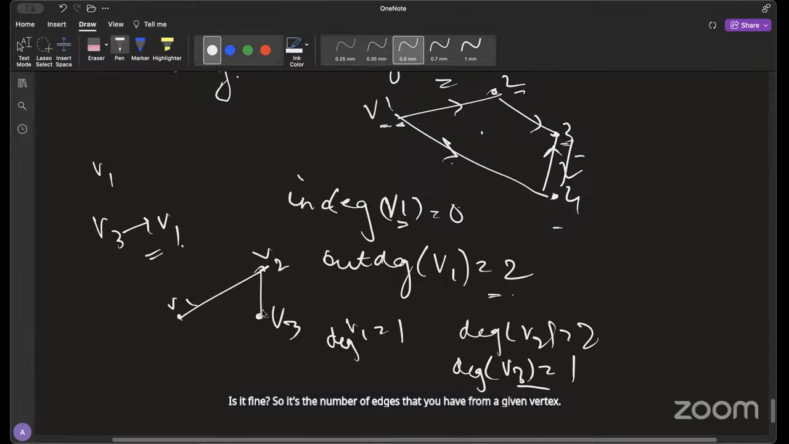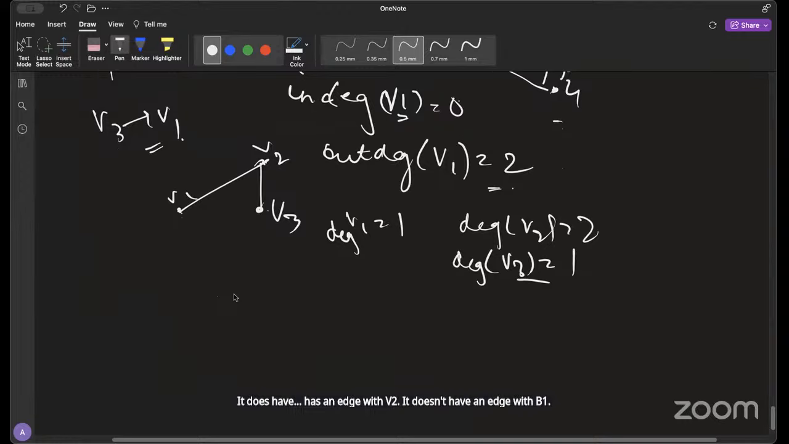So, ma'am, V3 also has 2, right? V3 has 1 only, right? It's just connected to V2. It just has an edge with V2. It doesn't have an edge with V1. Okay.